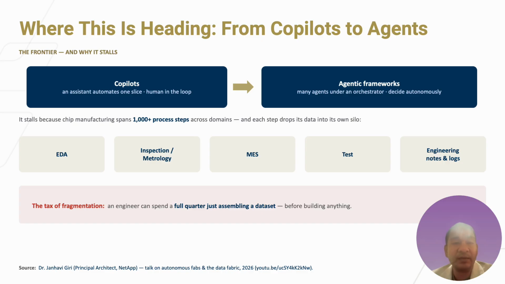A chip is made over 1,000 steps across many different systems: design tools, inspection, the factory's execution system, test, piles of engineering notes, and each one keeps its data in its own silo. The human cost is real. An engineer can spend a full quarter of the year just gathering and cleaning data sets before building anything. This connects straight back to part B, where we saw the bottleneck has always been the data.